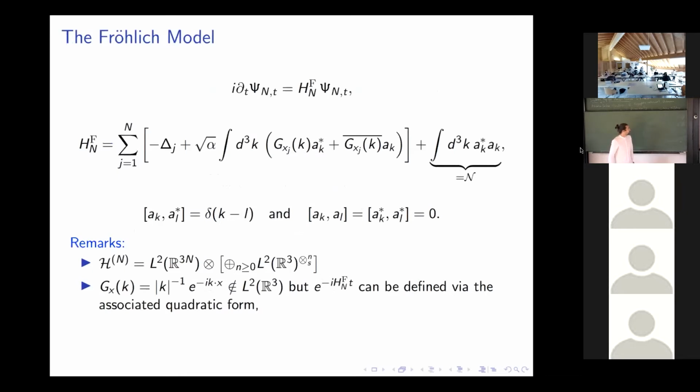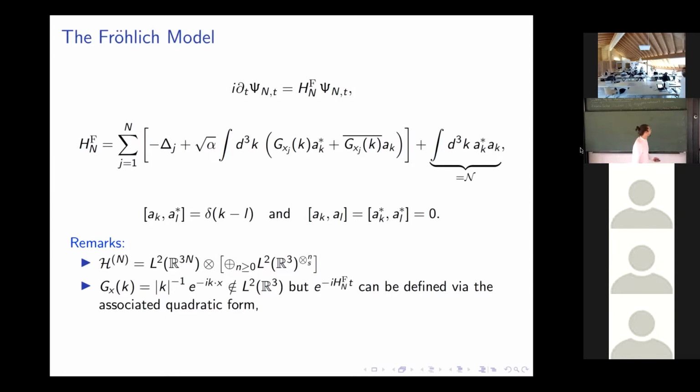So let's start with the Fröhlich model. It was originally introduced in 1937 by Herbert Fröhlich to describe an electron in an ionic crystal. However, it can also be used to model Bose-Einstein condensates, which have an interaction which effectively behaves like an interaction which is mediated by a phonon field.